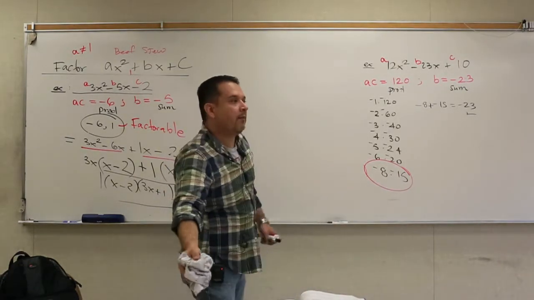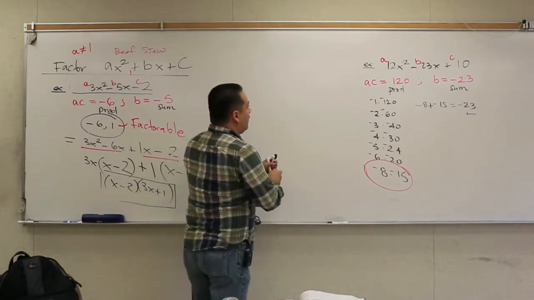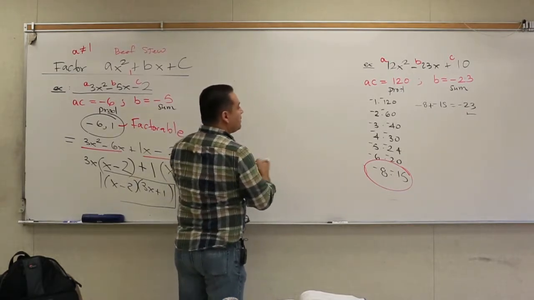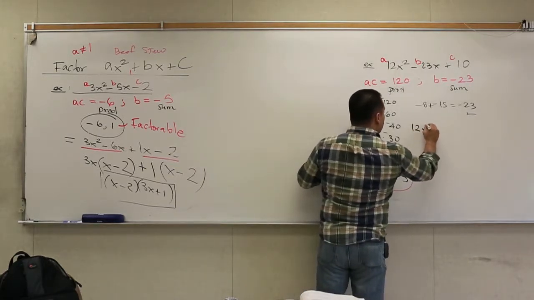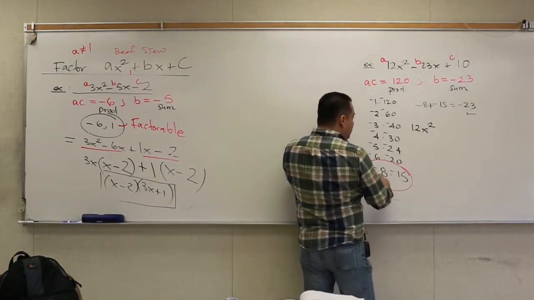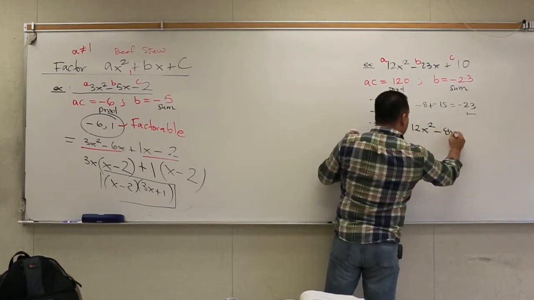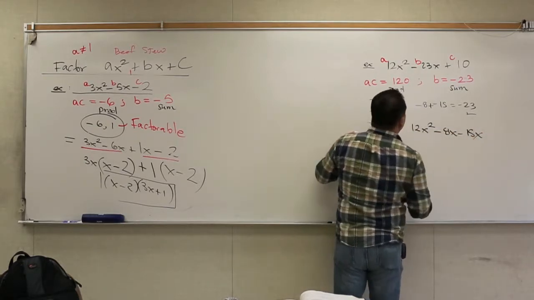All right, here we go. What comes next? Let's write it here, just in case. Do you guys know? Isn't this really 12x squared? Now, what's that? Minus 8x minus 15x plus 10.